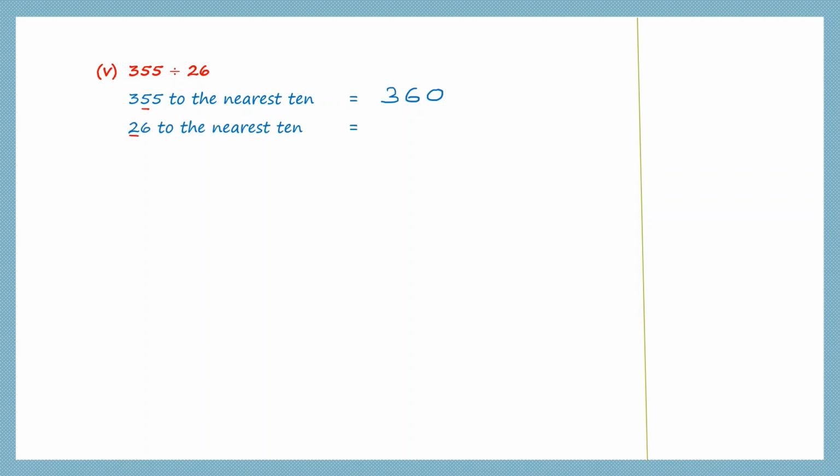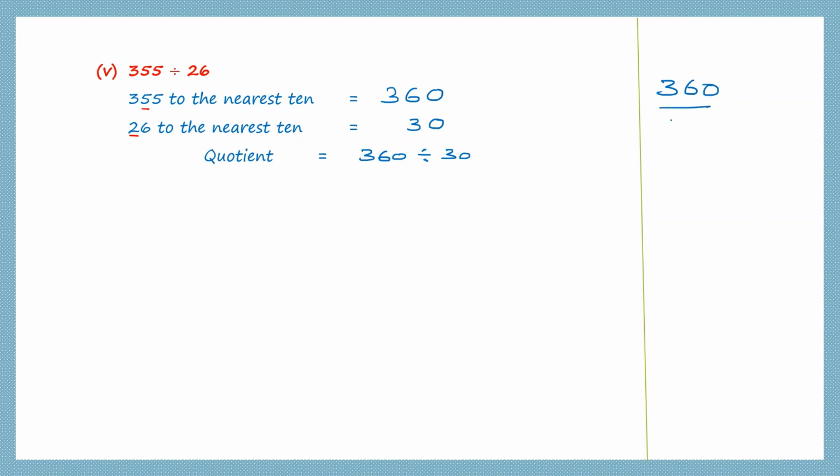We have 2 in the tens place. The digit to its right is more than 5. So 2 will change to 3 followed by a 0. Now the quotient is 360 divided by 30. So let's do that.